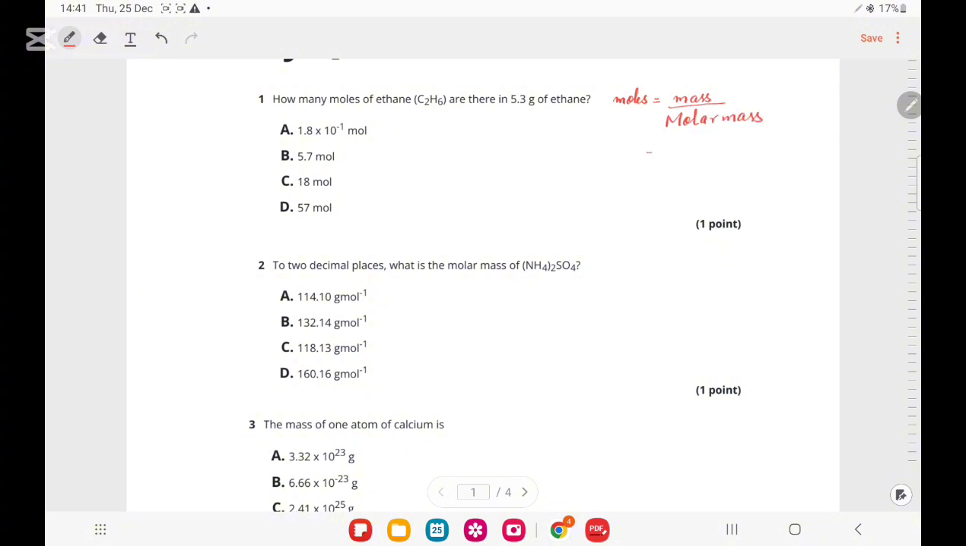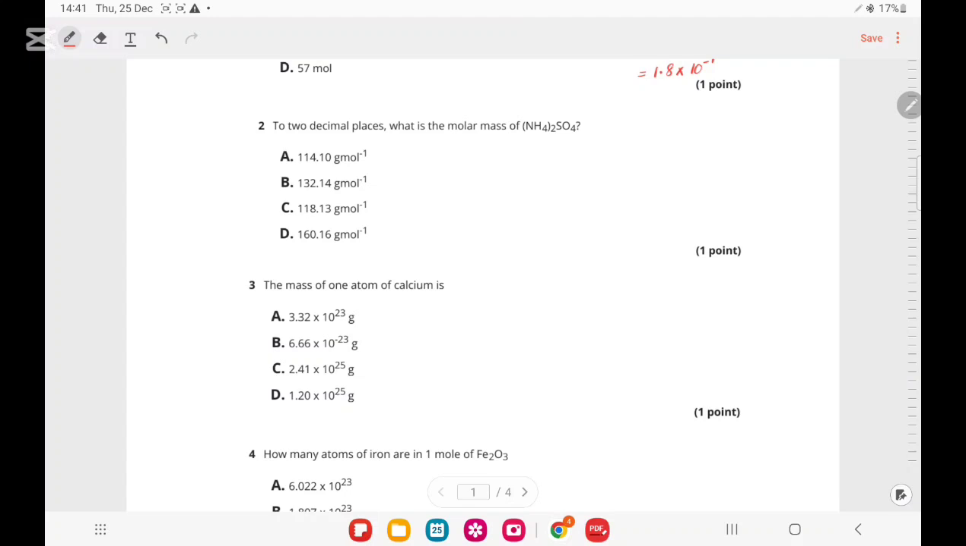So simply mass is 5.3 grams and the molar mass of C2H6 is: carbon is 2 here and molar mass of carbon is 12.01 plus there are 6 hydrogens, so I am going to multiply it with 1.008, which is the molar mass of hydrogen, and the answer comes out to be 1.8 times 10 raised to power minus 1 moles. So the correct answer is A.